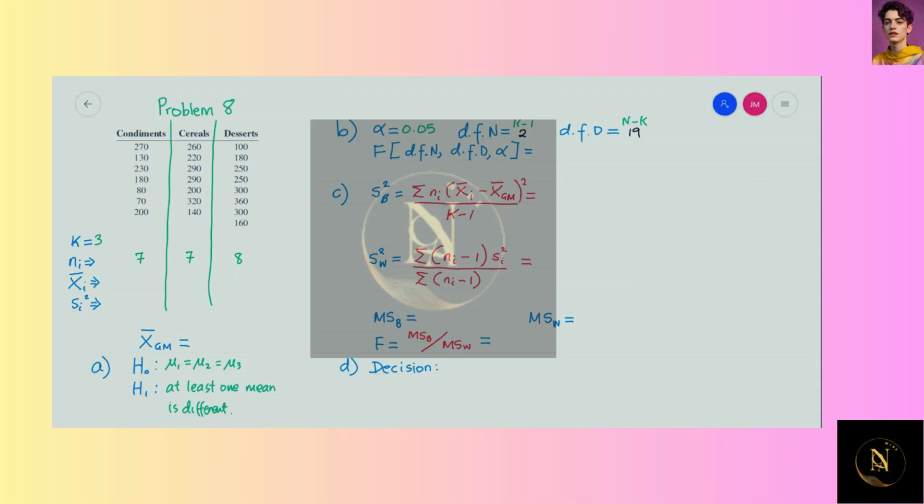So we'll be finding the critical value of F when the numerator degrees of freedom are 2, the denominator degrees of freedom are 19, and the level of significance is 0.05. And that gives us the value 3.52.